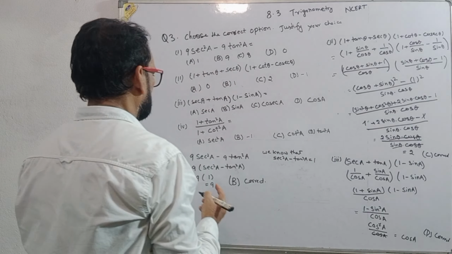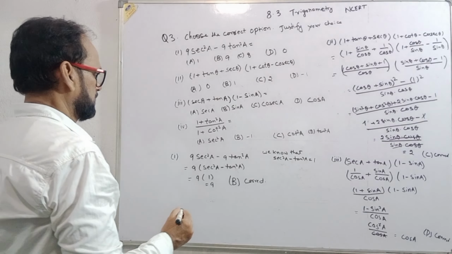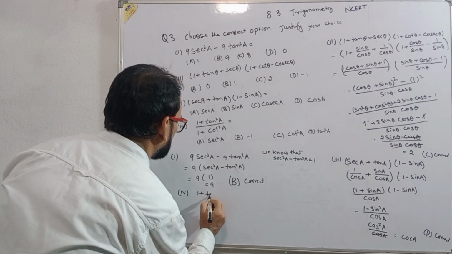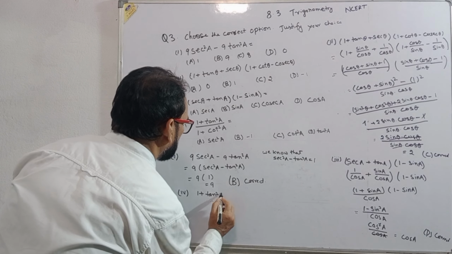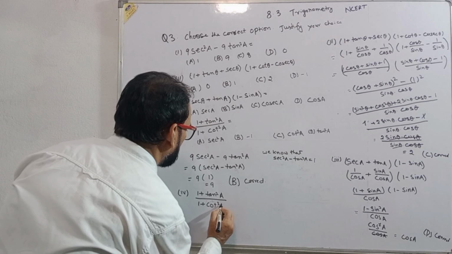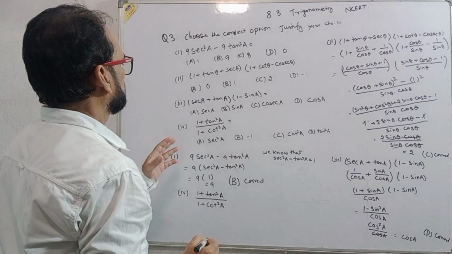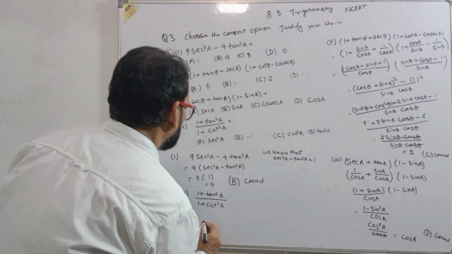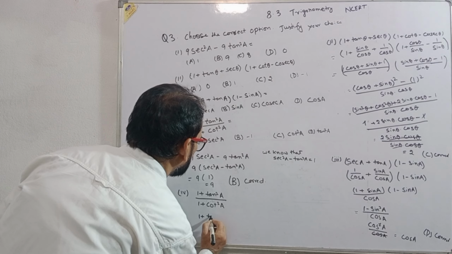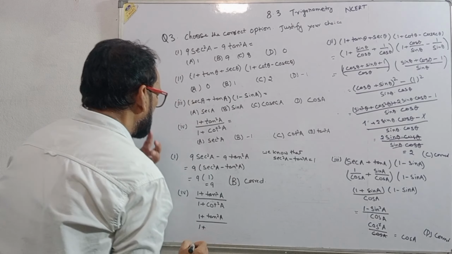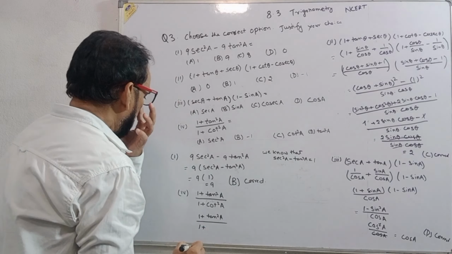Now question 4. 1 plus tan square A divided by 1 plus cot square A. Options: A sec square A, B minus 1, C cot square, and D tan square. Now we put the value: 1 plus tan square A, here 1 upon tan square A.